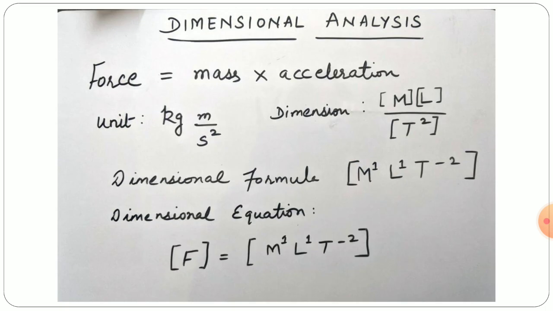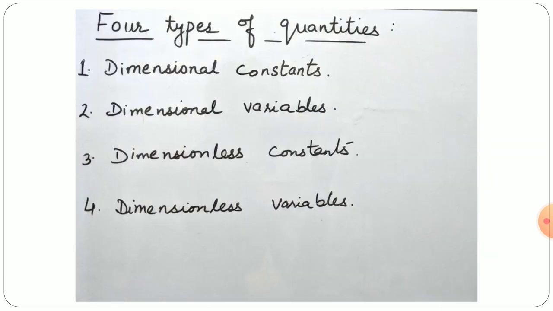For force, we know F is equal to ma, Newton's second law of motion. The unit of force is kg meter per second square. So, the dimensions will be 1 dimension in mass, 1 dimension in length, and in the denominator we have 2 dimensions in time. So, the dimensional formula will be M to the power 1, L to the power 1, T to the power minus 2 within square brackets. And if on the left hand side we write force within square brackets, then we have written the dimensional equation.